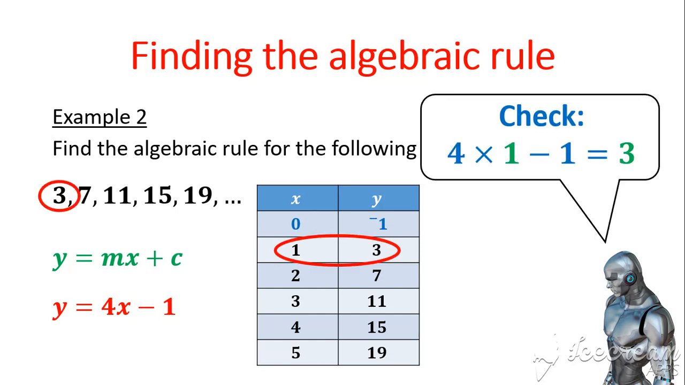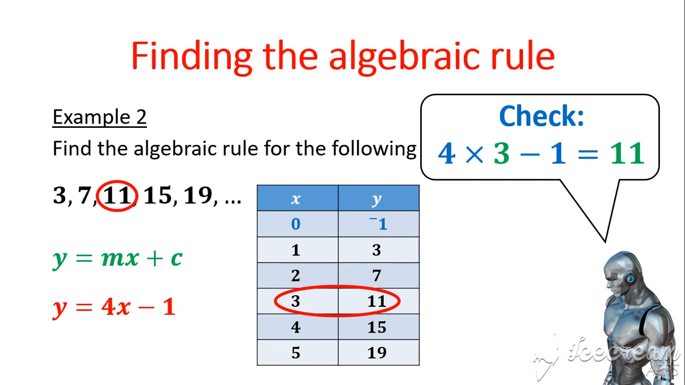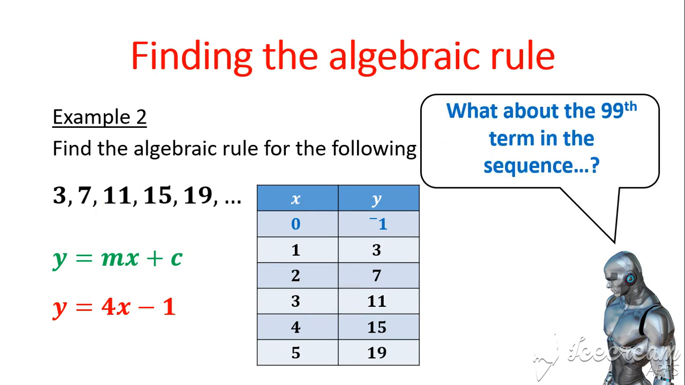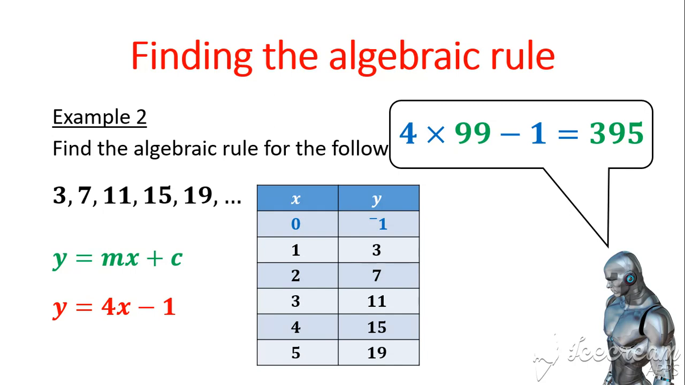Quick check it works. 4 times 1 minus 1 gives us 3 for the first number. 4 times 2 minus 1 is 7 for the second number. 4 times 3 minus 1 for the third. It's all working well. And we could now work out the 99th number if we felt like it by substituting in 99.